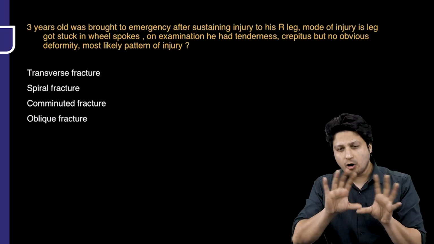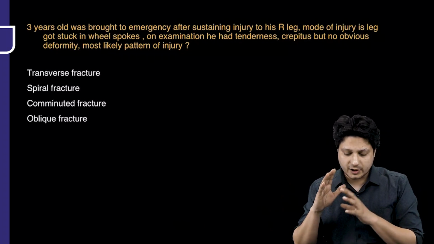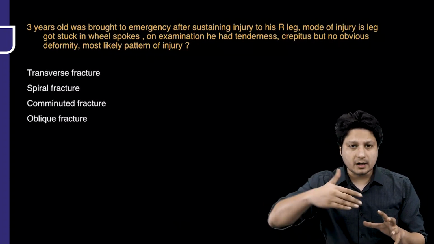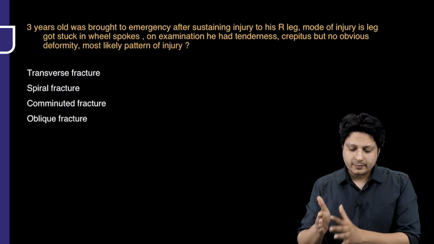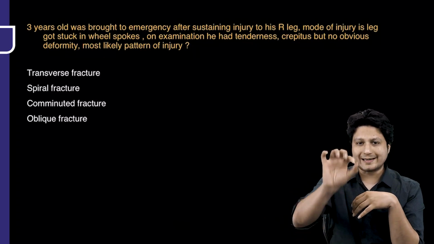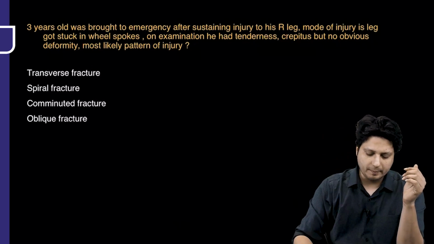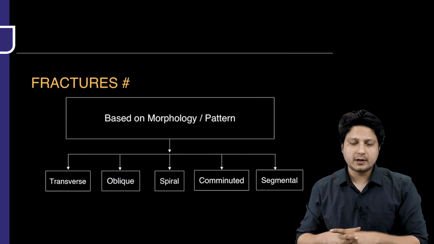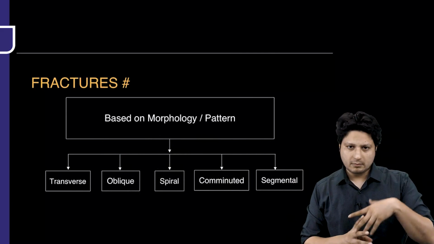Similarly, they have asked a long question on the pattern itself, like a 3-year-old was brought to the emergency after sustaining injury to his right leg, and the mode of injury is that the limb got stuck in the spokes of the wheel. All right. On examination, the patient had tenderness, crepitus was there, but there was no obvious deformity of the limb. What is the most likely pattern of the fracture the child has sustained or the bone has sustained? So based on these questions, now it becomes the introductory part of these fractures based on the pattern of the fractures. Now, you know, classification based on the pattern of the fracture.